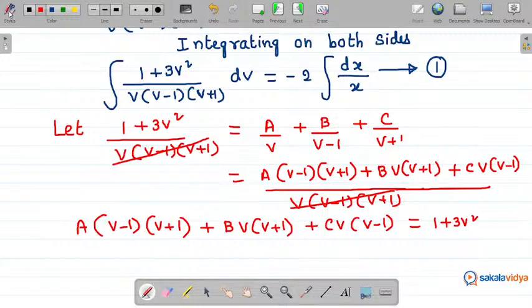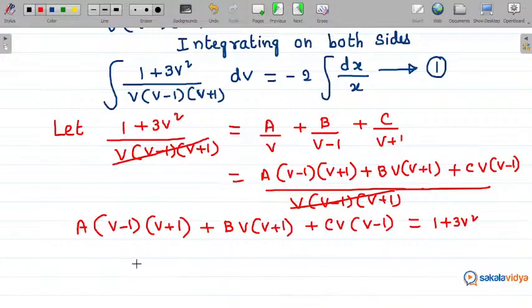By simple substitution we will get it. First put v equal to 0. So see what do we get now? v equal to 0 means v into v plus 1 gives 0 into something, 0, and v into v minus 1 gives 0 into something, 0. That means we are going to find the value of A.